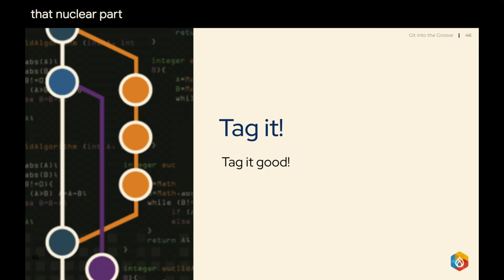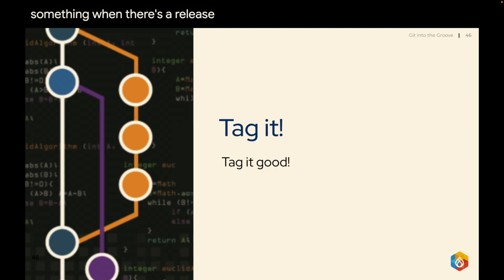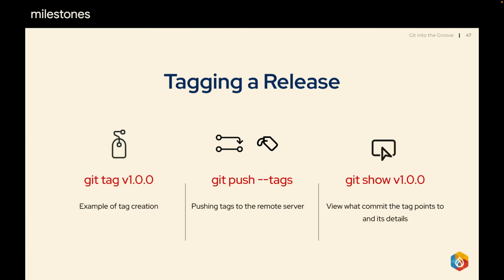Tag it good. So tagging is something we do in Drupal a lot. You know, we tag something when there's a release. It marks those specific points in your repository's history that are important. Again, usually for releases or features or milestones. What's the word I'm looking for? Commonly used to indicate versions. You know, when we tag our modules with the release, or even Drupal core, it's 8.1.2. Those tags are very common.